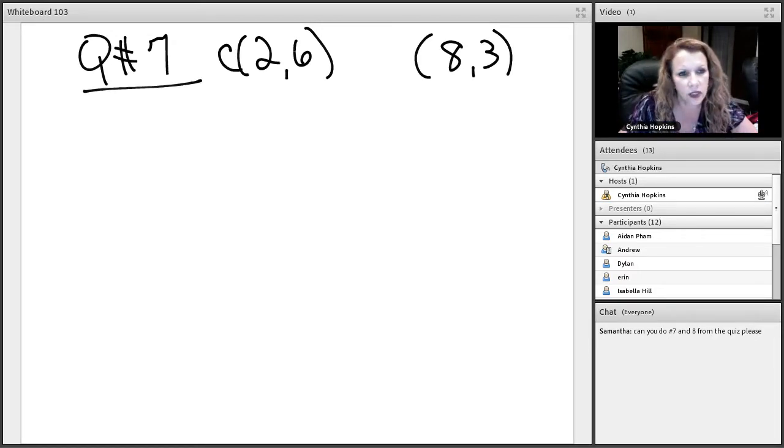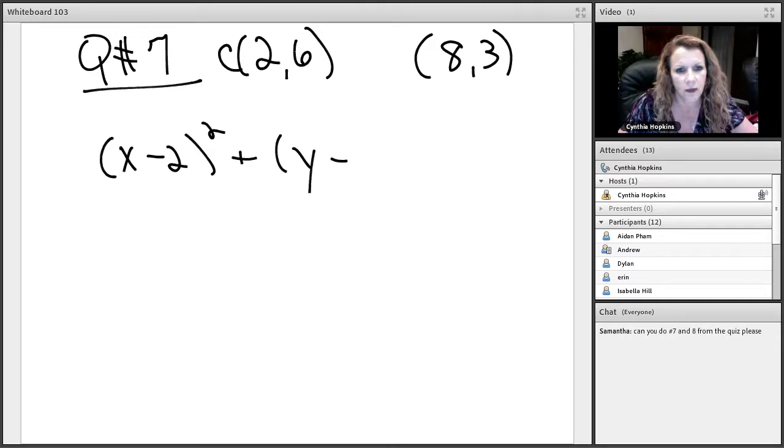All right, so here is what you know so far about your equation of your circle. It's (x minus 2) squared plus (y minus 6) squared. Now this is supposed to equal r squared, but we don't know what the radius is. So I'm going to show you two different ways that you can go about doing this. One is to find the distance between the center and this other point that they gave us. So I'll start off by doing that. That distance is going to be the radius. So I'm going to write r equals.